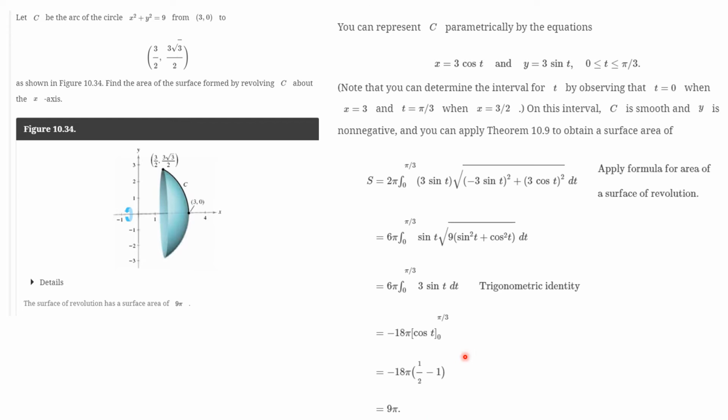And when you're plugging in these numbers and using the fundamental theorem of calculus, you will get that this is going to be minus 18 pi times 1/2 minus 1. So this is going to be minus 1/2, and that together is going to give you 9 pi. Okay, so please make sure you understand this problem.